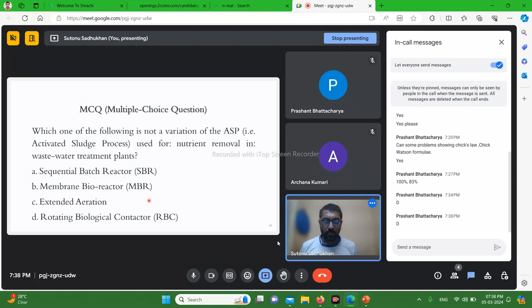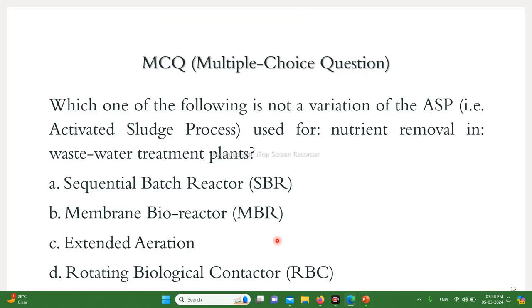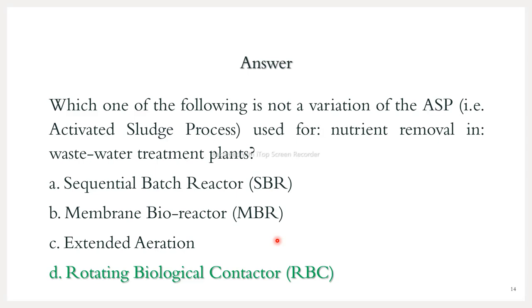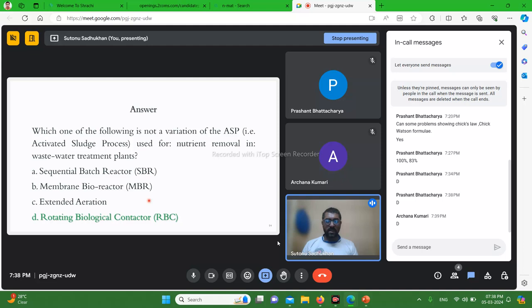Prashant is saying D, Archana. Okay. So we'll move on to the solution. Rotating biological contactor, or RBC, is the correct answer. Yes, you have also told. So it is correct. Now we will move on to our next MCQ again.